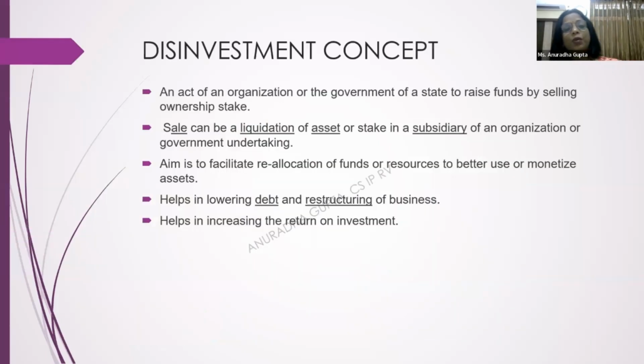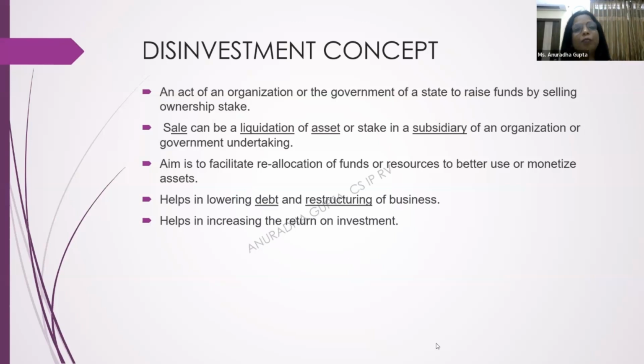So the first thing we need to understand is what is the meaning of disinvestment, right? So when the government intends to raise funds by selling its ownership stake. Now, as we know, a company has shareholders. In these companies, most of the shareholding is held by the government. And when the government is selling that stake to generate funds, it is known as disinvestment.